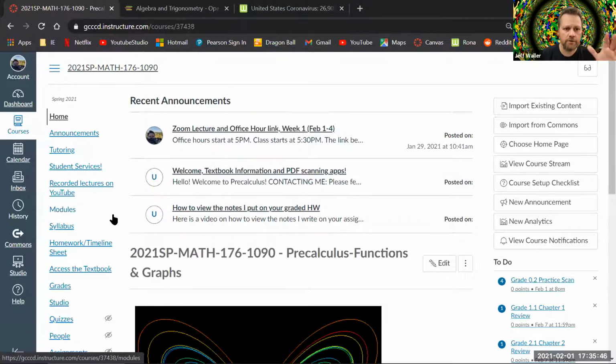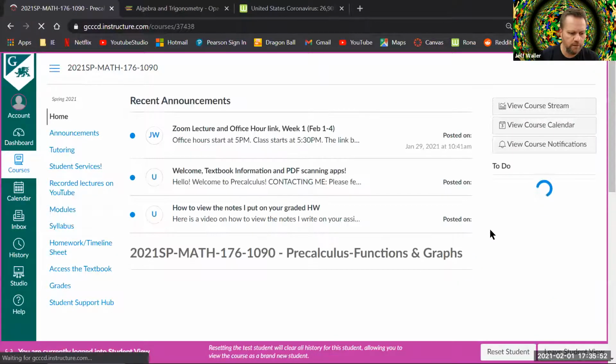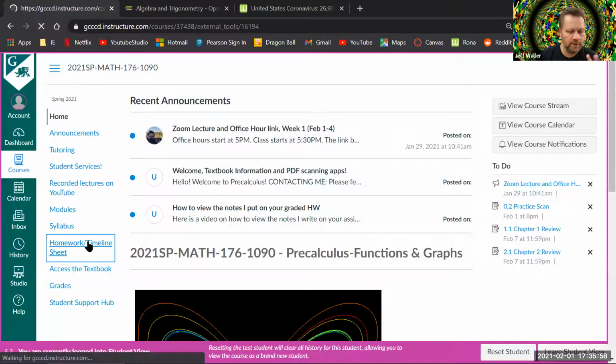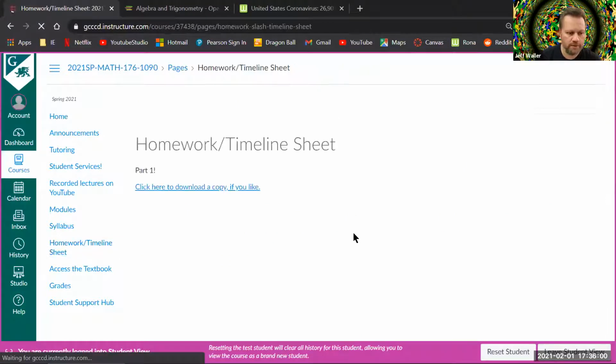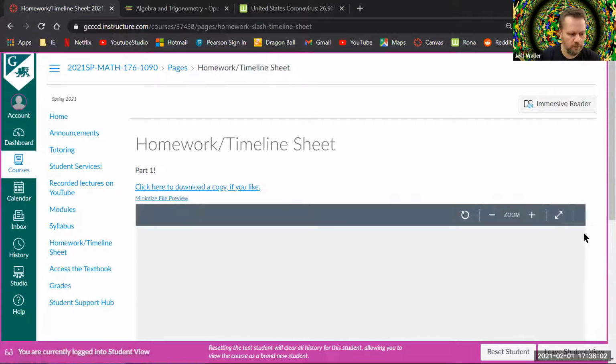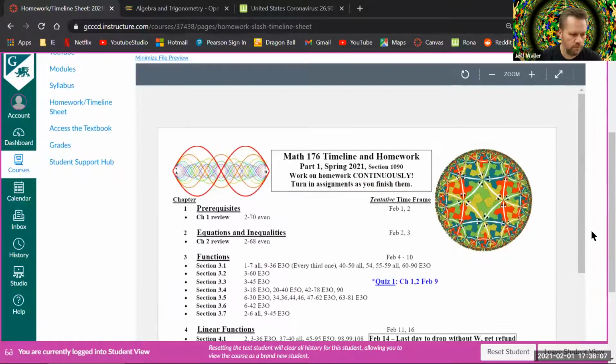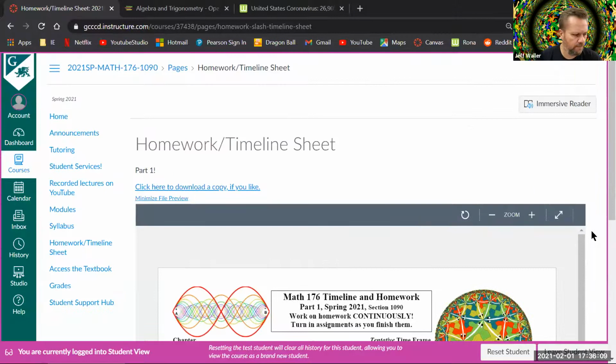All the due dates for homework show up in Canvas. For example, when you first log in, you should see a to-do list over here. You can see due dates for everything. When you look at the homework sheet, this is all the homework for the whole semester right here on the homework timeline sheet. Yes, I got something about that. It's not letting me open it.